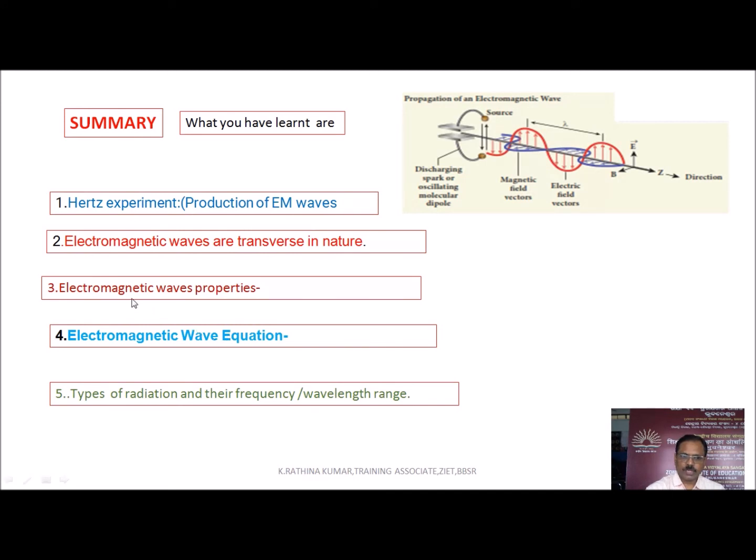And you have studied the electromagnetic wave properties. They move in a straight line and move with the velocity of light. So these are the properties of the electromagnetic waves. And the electromagnetic wave equation is E equals E naught sin omega t, and the magnetic equation is B equals B naught sin omega t. Then the types of radiations and their frequency and wavelength ranges. So these are all we have discussed today.